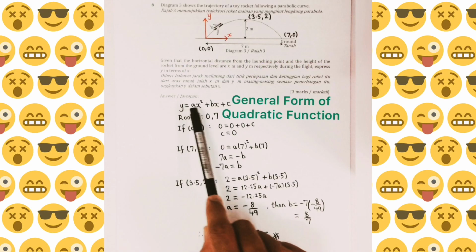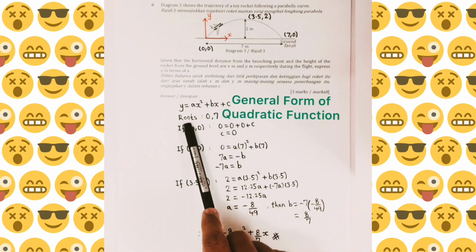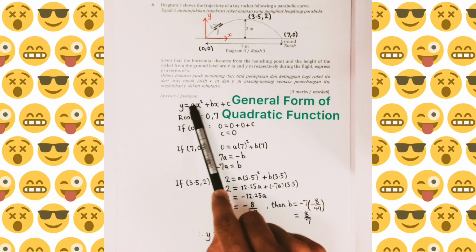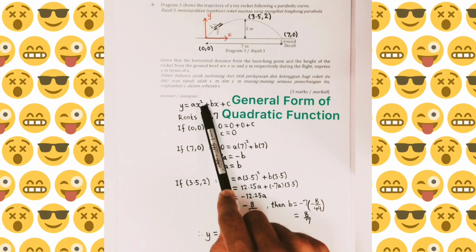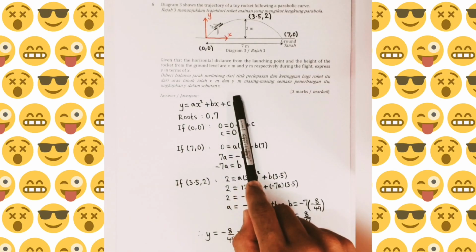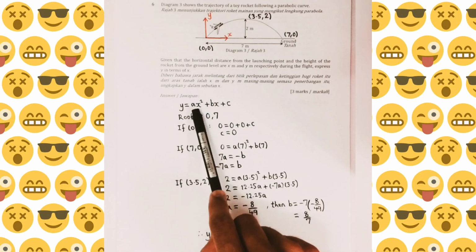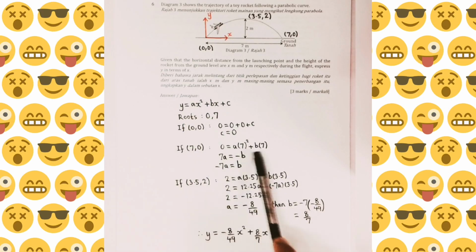So if you write y using general form, you have y equals ax squared plus bx plus c. Now, if you use the first point, 0, 0, you substitute here. y equals 0, x equals 0. You will get your c, which is 0. Now, the c already is 0. We're going to find a and b value. If you use 7, 0, you substitute into the equation. Your x equals 7, and then your y will be 0. You will get this expression, which is b equals negative 7a.